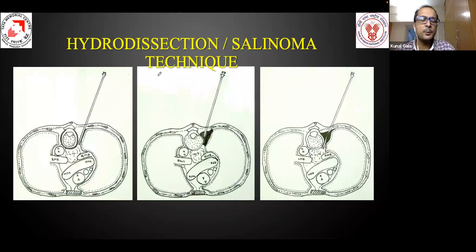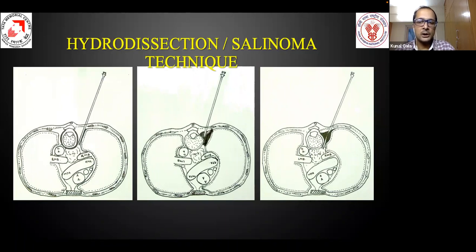So now coming on to the posterior mediastinal mass, the hydrodissection or the saline-oma technique. Whenever the lesion is located in the subcarinal region or in the right paratracheal region, what we can do is separate the parietal and visceral pleura of the mediastinal side and the parietal and visceral pleura of the pulmonary side. So all four pleurae need to be separated. This is how we can enter by separating the parietal and visceral pleura of the mediastinum.